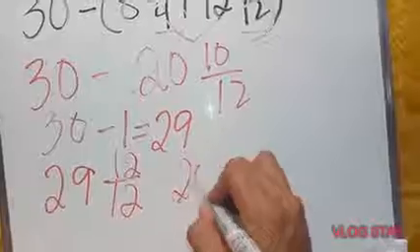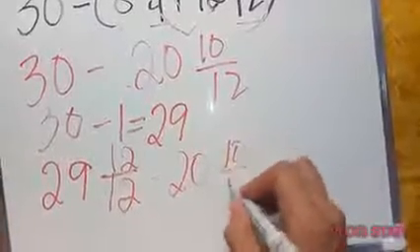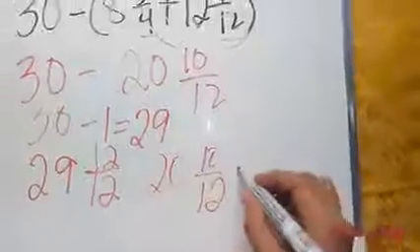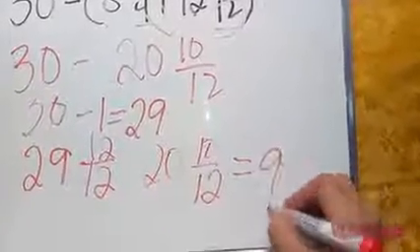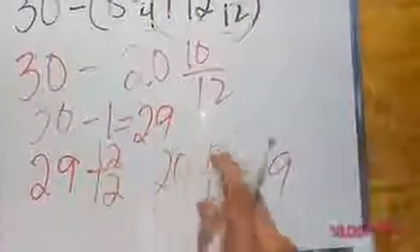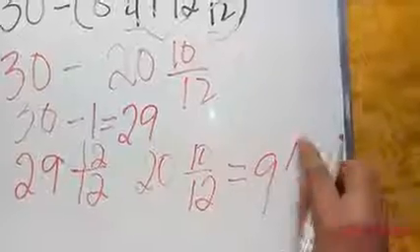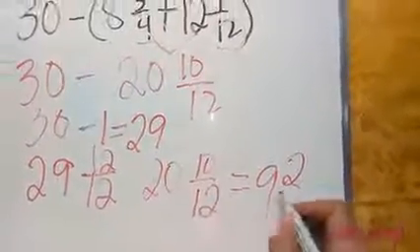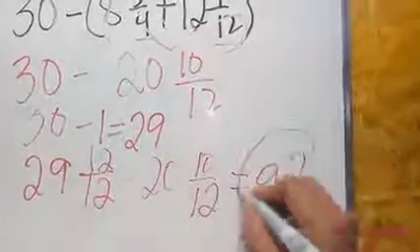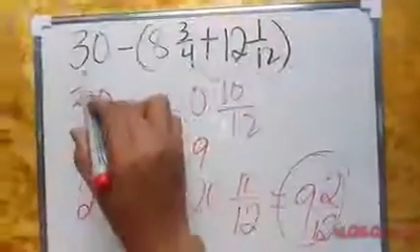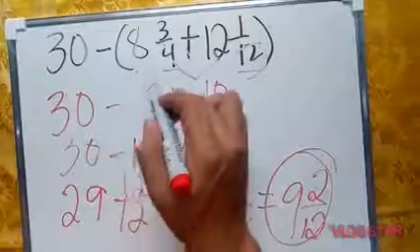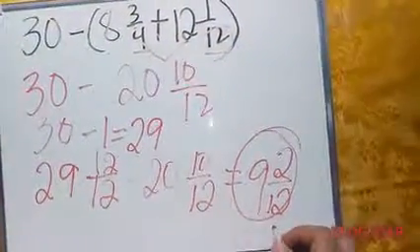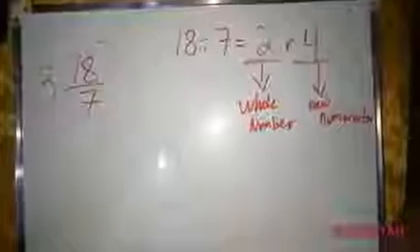Now, let's subtract. 29 minus 20, the answer is 9. 12 minus 10, the answer is 2. And copy the common denominator, which is 12. So the answer of 30 minus 8 and 3/4 plus 12 and 1/2 is equal to 9 and 2/12.